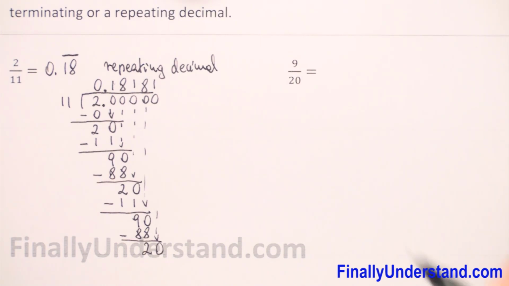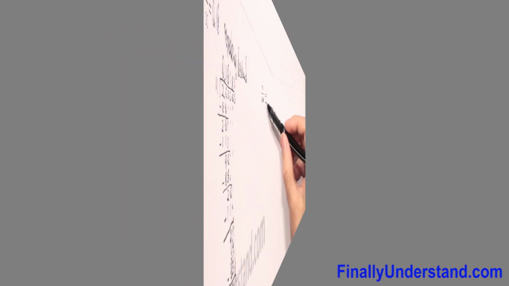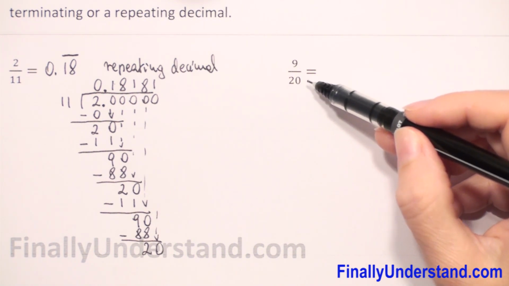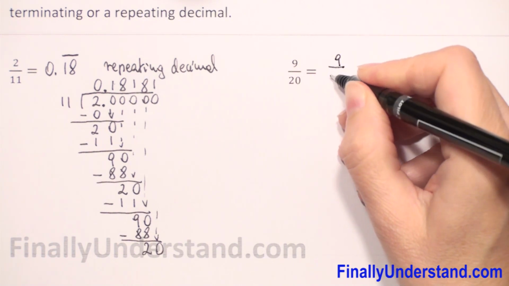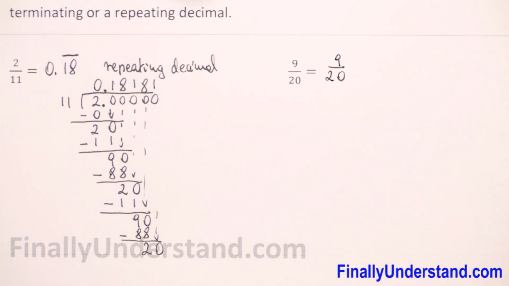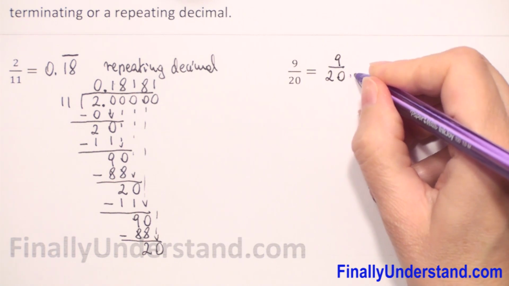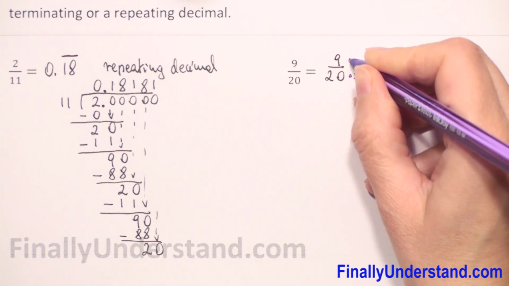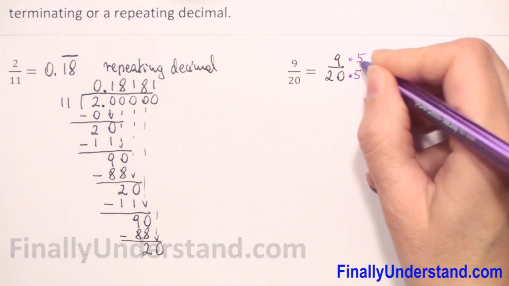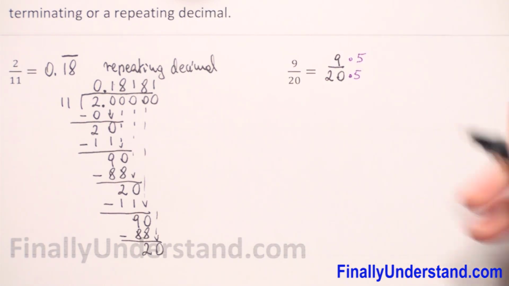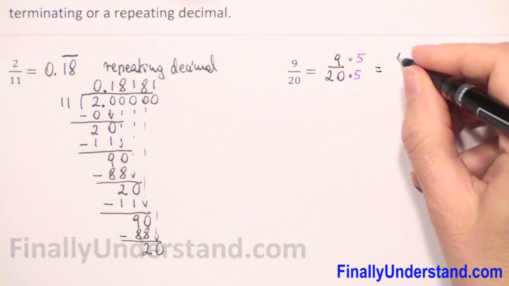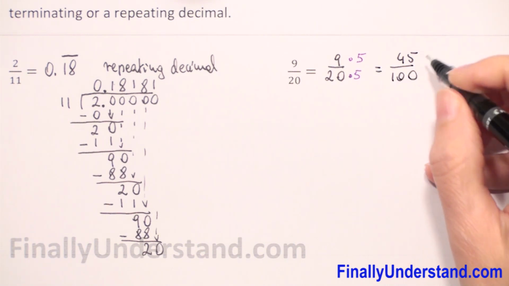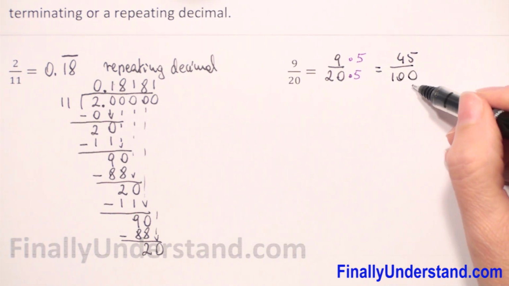And the second number, we have 9 over 20. We can do long division, or because we have 20, we can multiply. Let me rewrite this fraction, 9 over 20. We multiply the denominator by 5. When I multiply the denominator by 5, I have to multiply the numerator also by the same number. And now what we have, 9 times 5 is 45. 20 times 5 is 100. Now I got 100 in the denominator.